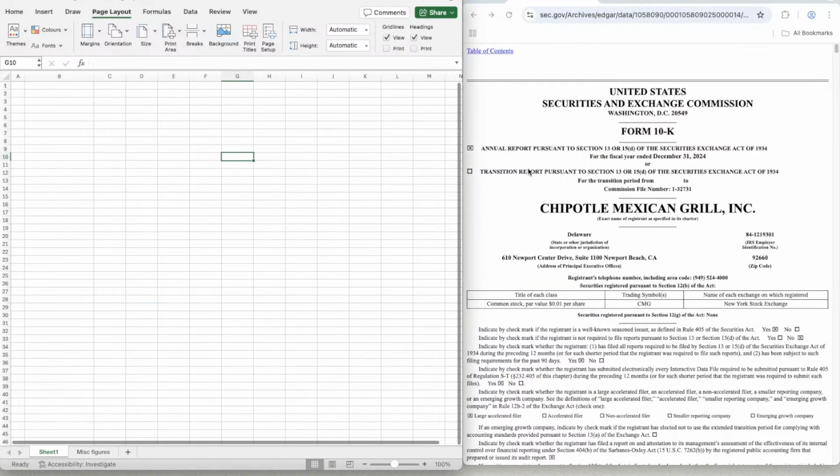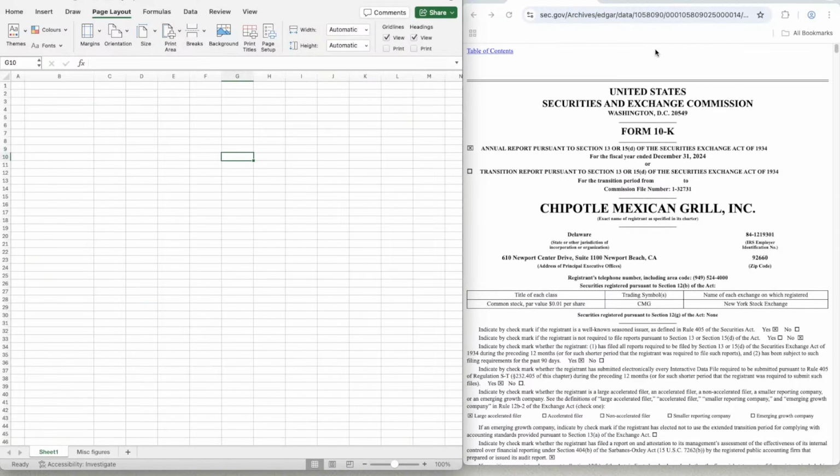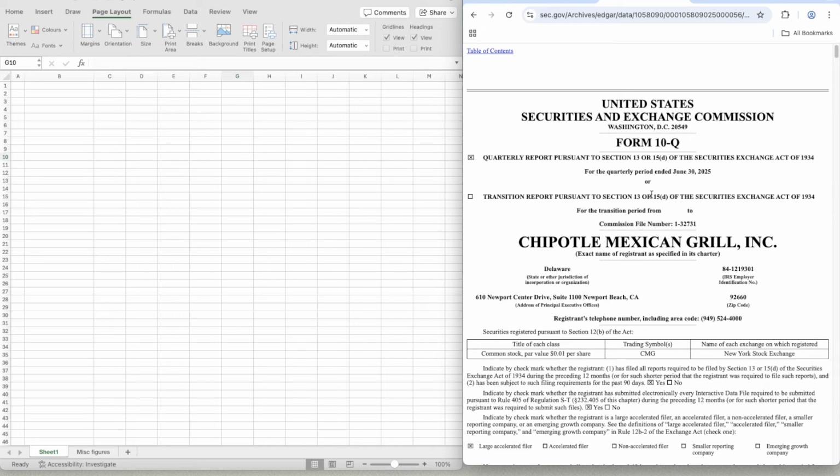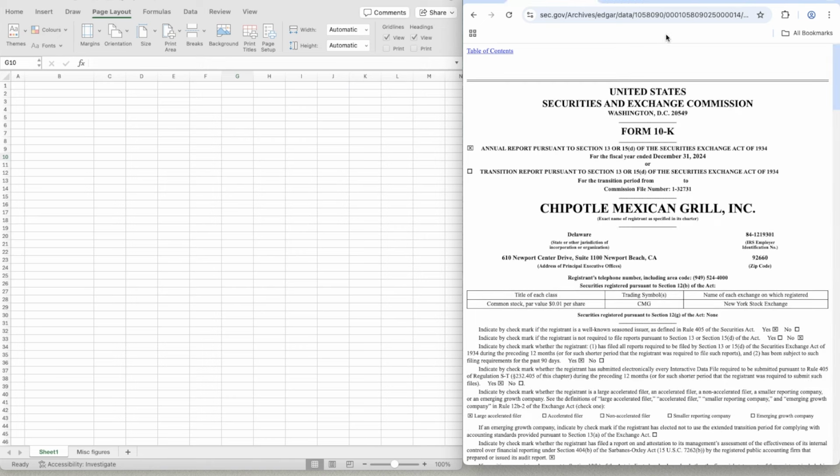So we're going to pull the financial statements directly from the 10K and the 10Q. This one is for the first 6 months of the year. We'll pull those numbers from there and we'll build it straight into the model.